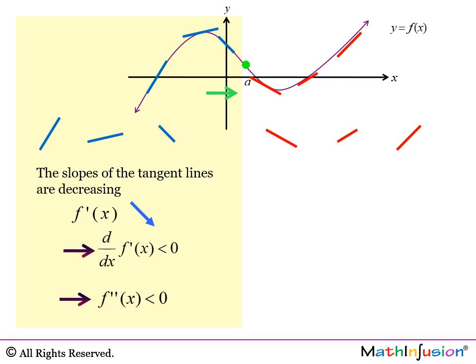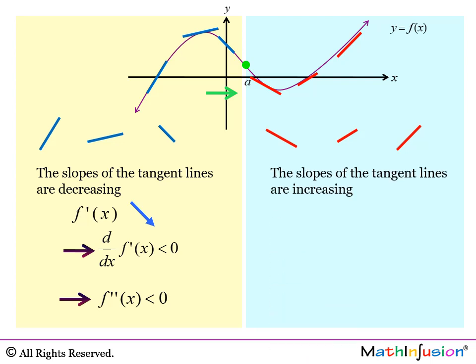Now let's observe what happens when the graph is concave up, between a and infinity. If you look at the slopes of the tangent lines, now they are increasing. The first one even has a negative slope and the last one has a positive slope. It means that the first derivative as a function has to be increasing. And it means that the derivative of the first derivative has to be greater than 0. But this is the second derivative. So there is a connection between the second derivative and the concavity.